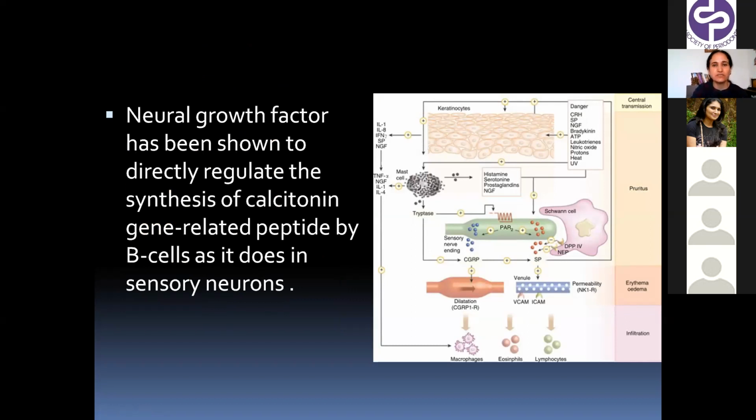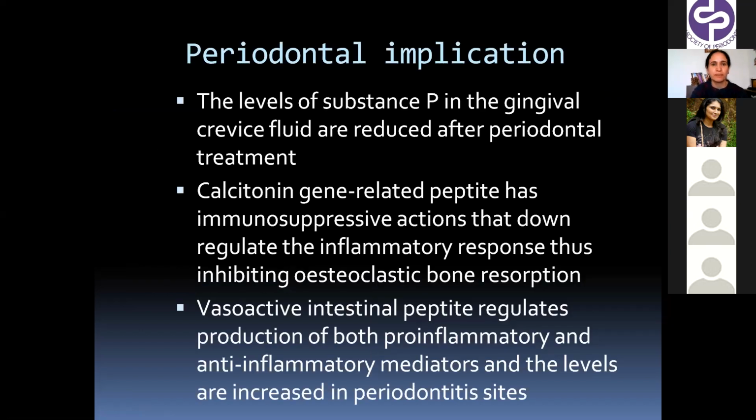This is an added thing which also explains why we have more periodontitis in the stress patients, although that is not a one-to-one relationship. But this may explain another mechanism by which the nerve cells are contributing to the inflammation. So what are the periodontal implications of these neuropeptides?